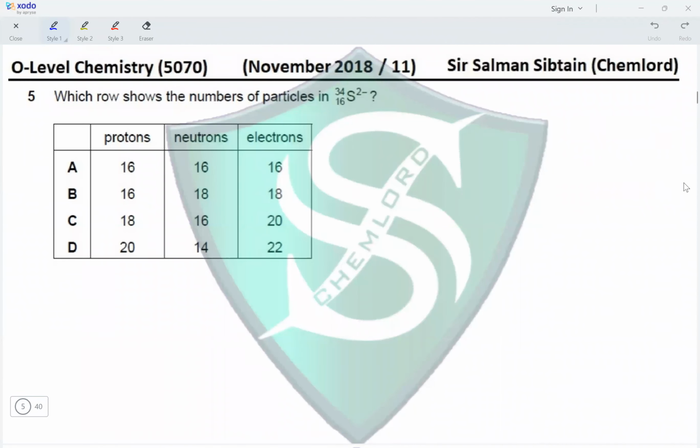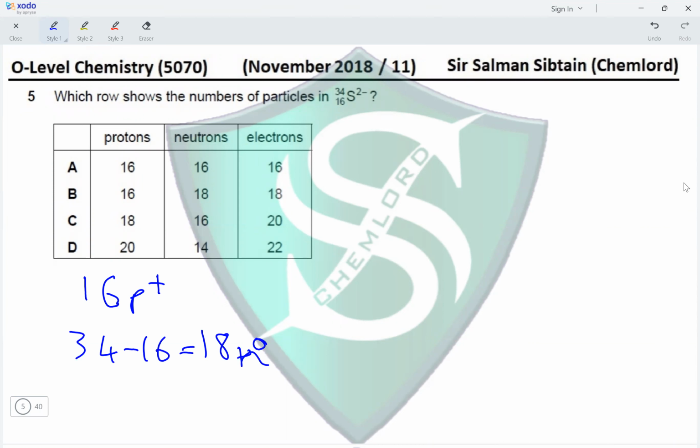Question 5. Which row shows the number of particles in sulfide ion? Okay, so number of protons is equal to the proton number, which is 16. 16 would be the number of protons present. Number of neutrons would be 34 minus 16, which would give us 18 neutrons.